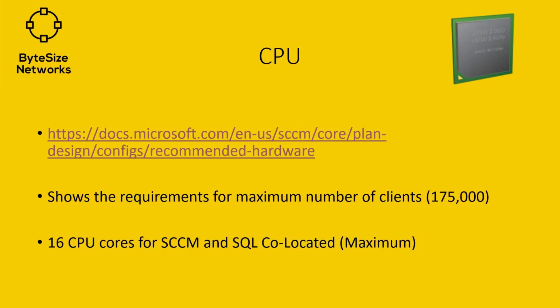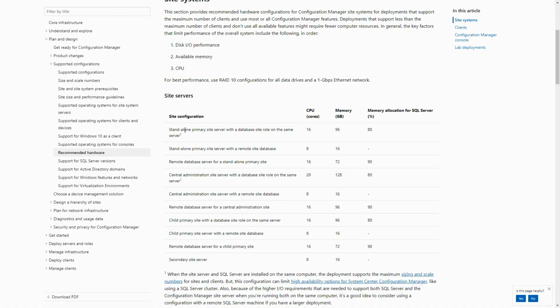For the CPU requirements, Microsoft's website only shows the requirements for the maximum number of clients for this configuration, which is 175,000, and it lists 16 CPU cores for SCCM and SQL co-located. So let's go ahead and dive into that. So you see here, standalone primary site server with a database site role on the same server. It wants 16 CPU cores.